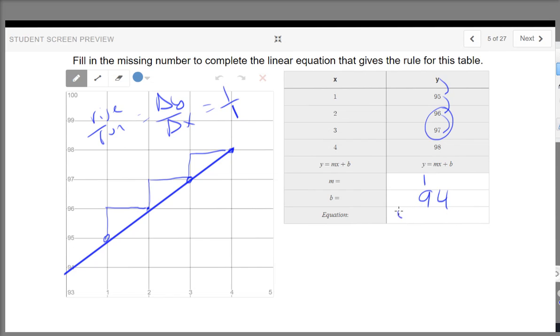So now our equation is going to be y is equal to the slope, which is 1, x, and then the y-intercept happens at 94. It's right here, plus 94. Okay, so I hope this helps.